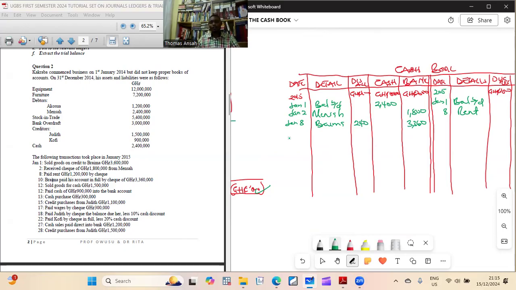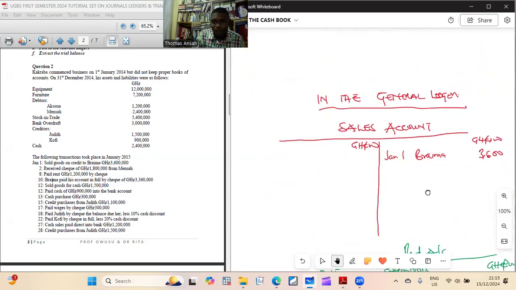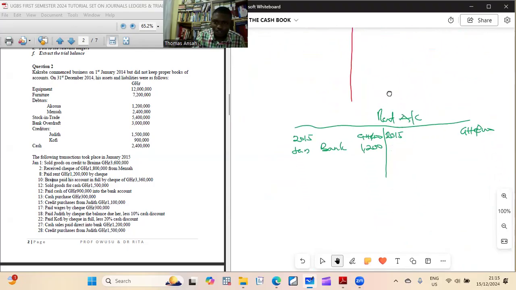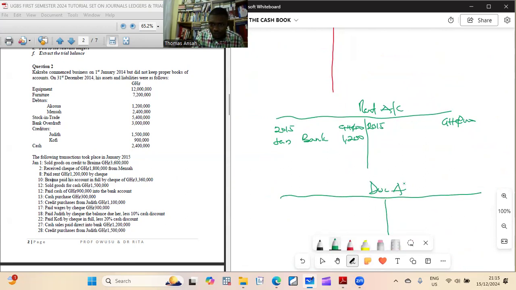We will open an account for the discount as well in the general ledger. So when you go to the general ledger, you have something like a discount allowed. In the general ledger, apart from the sales ledger and purchases ledger, any other thing goes into the general ledger. So you have a discount allowed account. Is it a debit balance or a credit balance? Obviously, a discount allowed is a debit balance.